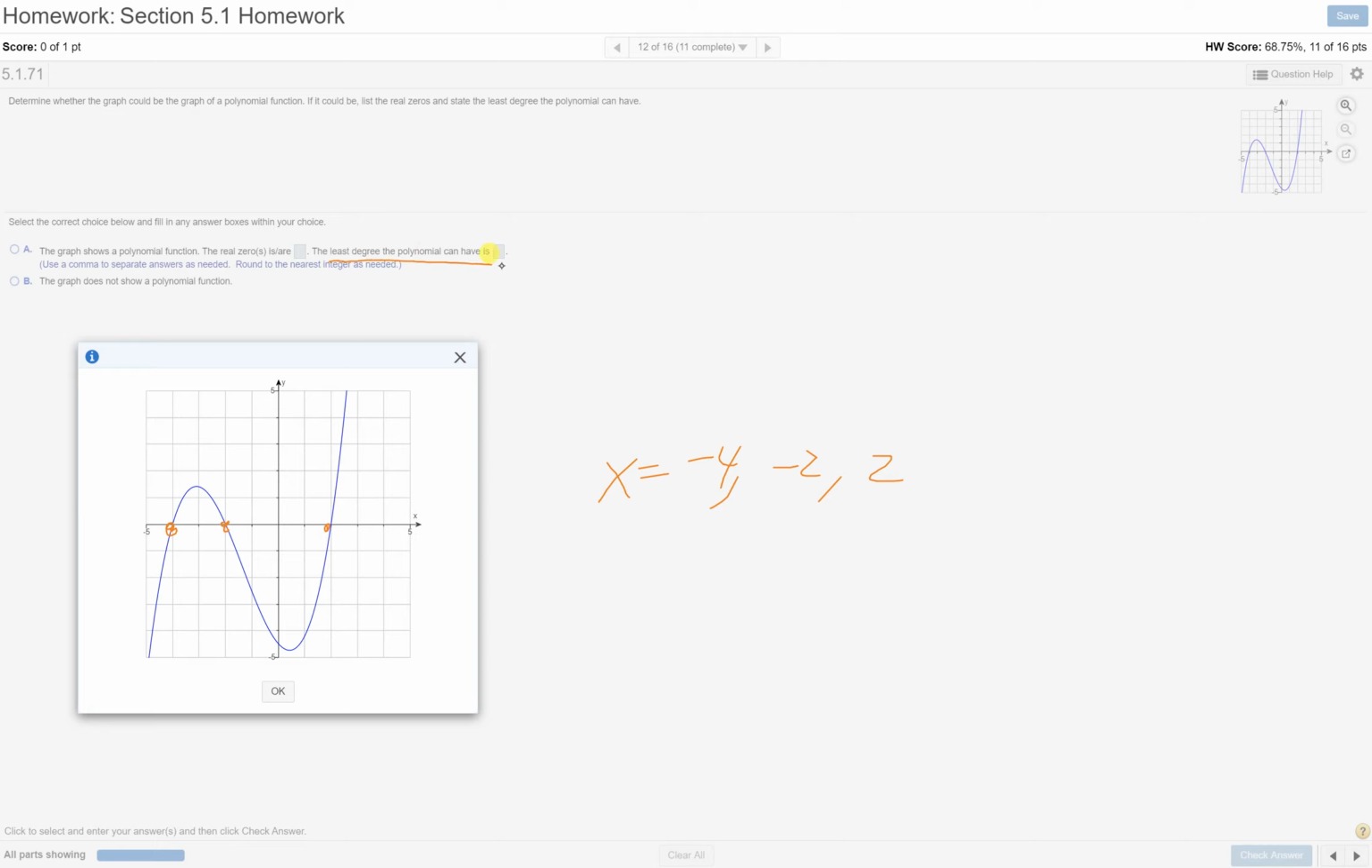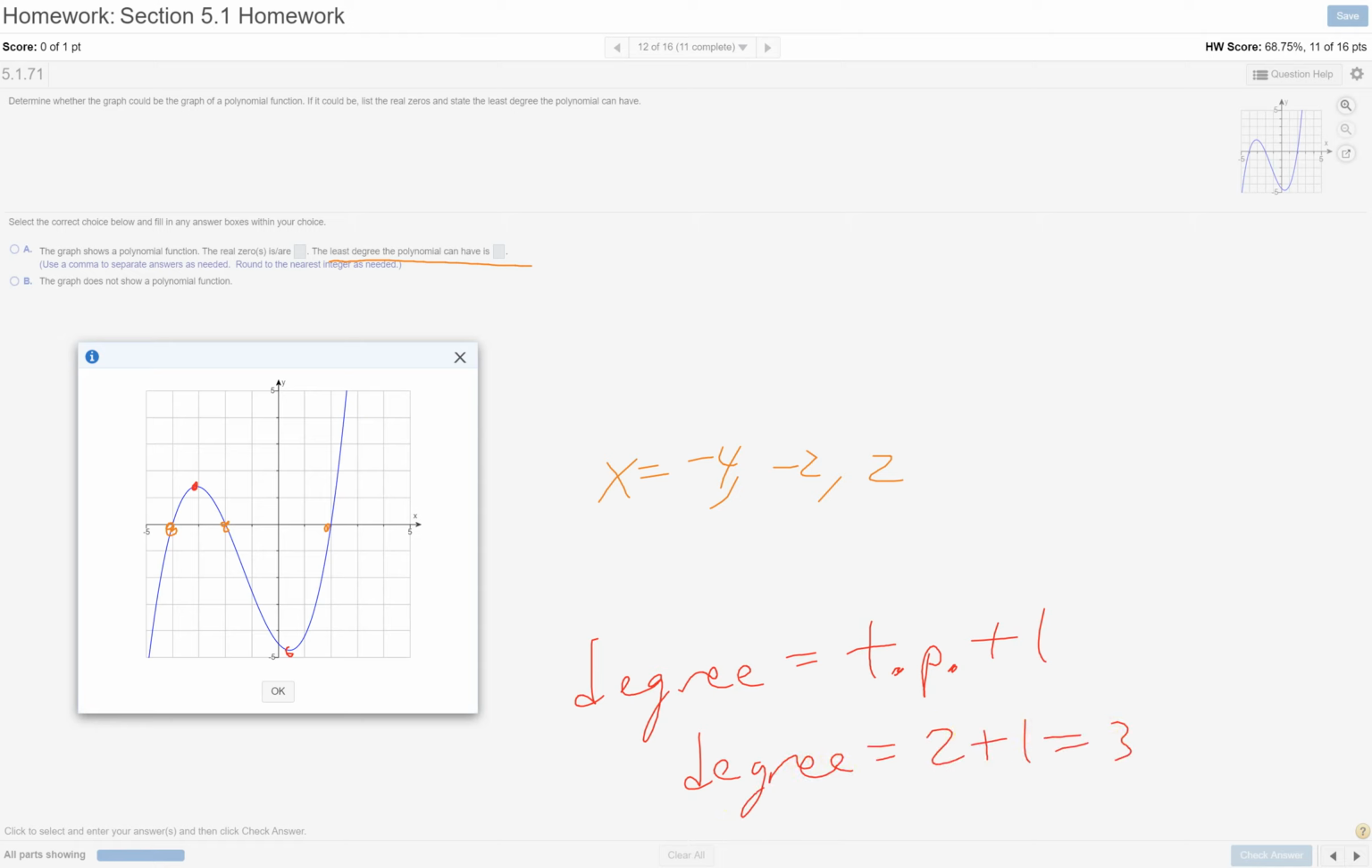The second half of the question is asking me what degree I could have. Remember guys, degree depends on turning points. I see 2 turning points. So if the maximum number of turning points is the degree minus 1, that means the degree could be the number of turning points plus 1. It's just going to be reversed. So if there are 2 turning points, the smallest degree could be 2 plus 1, or 3.